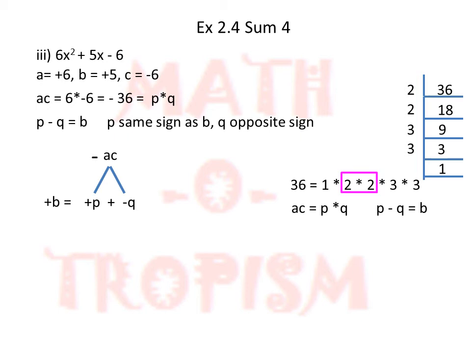So that means 36 can be written as 4 into 9. So what is the bigger one? 9. So that will be my P. So 9 minus 4 will give me 5, and this is the B which I require.